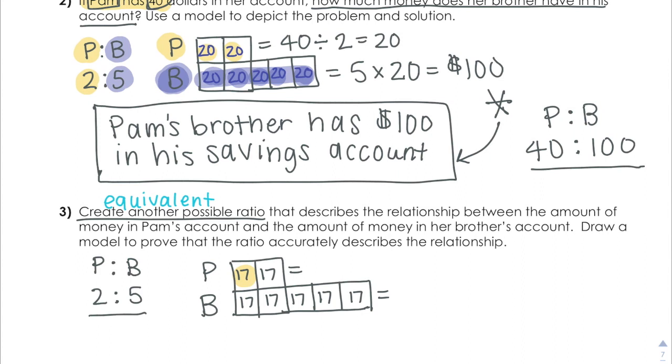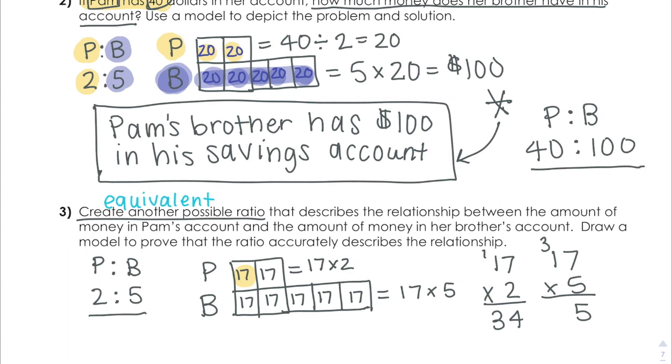Now to just figure out the total, here I would multiply 17 times 2. And here I would multiply 17 times 5. So let's quickly work that out. 2 times 7 is 14, carry the 1. 2 times 1 is 2, plus the 1 is 3. And 17 times 5. 5 times 7 is 35, carry the 3. So I carried my 3. Now 5 times 1 is 5, plus the 3 would be 8. So the new relationship would be 34 to 85.